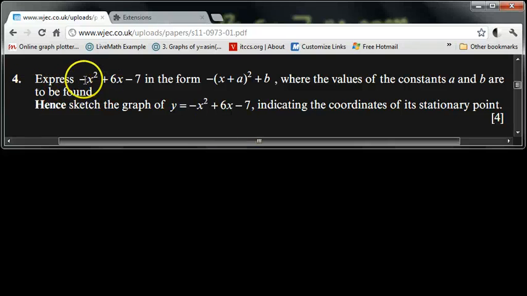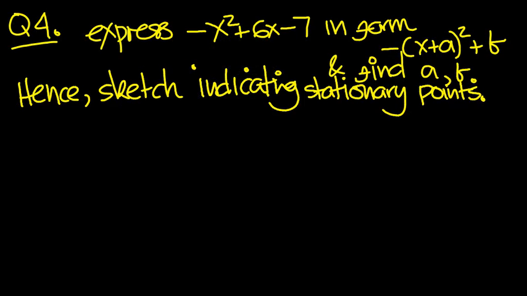Right, question 4 then. Express this quadratic, minus x squared plus 6x minus 7, in the form minus brackets x plus a squared plus b, where the values of the constants a and b are to be found. Hence, sketch the graph, indicating the coordinates of its stationary points. Okay, I've written it all out here. So, what can we do then? We need to express it in that form, complete the square basically.